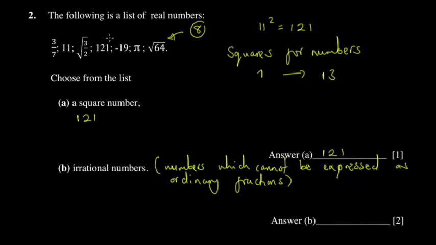It can be a decimal, no problem. As long as it's real, it means it's a number that you can tell on a number line. So 3 over 7, 3 is a real number, 7 is a real number. Obviously, that's a rational number. Okay, it's something that we can express as an ordinary fraction. This one, it's 11 over 1, that's rational.